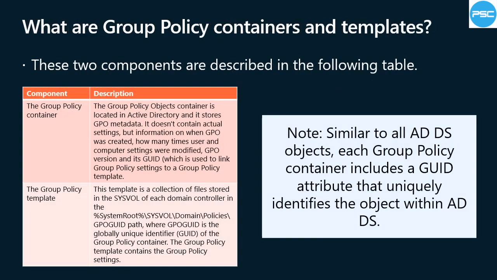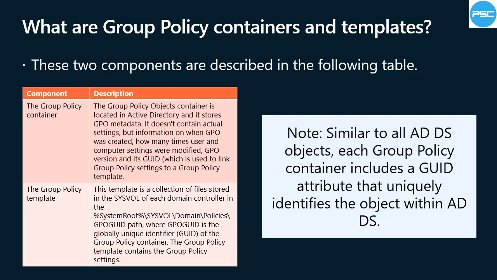Group policy settings present as GPOs in AD DS user interface tools, but a GPO actually includes two components. These are the Group Policy Container and the Group Policy Template. The Group Policy Container is located in Active Directory and it stores GPO metadata. It doesn't contain actual settings, but information on when the GPO was created, how many times user and computer settings were modified, the GPO version, and its GUID, which is used to link group policy settings to a Group Policy Template.